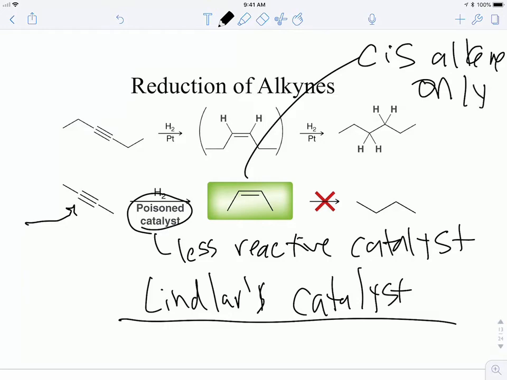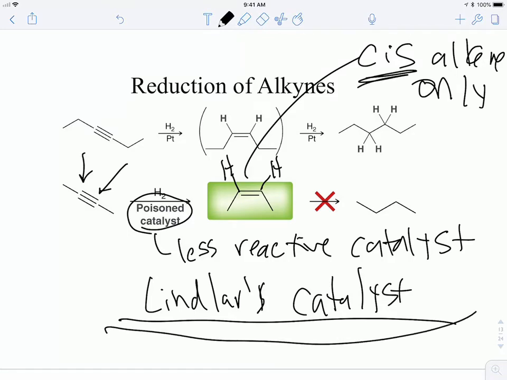So if we hydrogenate an alkyne with Lindlar's catalyst, what we find is that we make the cis alkene only. And that makes sense because remember, hydrogenation is a syn addition. So the two hydrogens are going to add to the same side of the alkene to get a cis alkene. So hydrogenation with Lindlar's catalyst, which is a poisoned catalyst, produces the cis alkene only and stops.